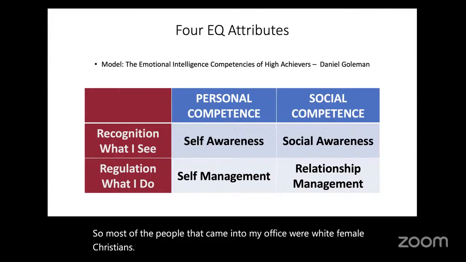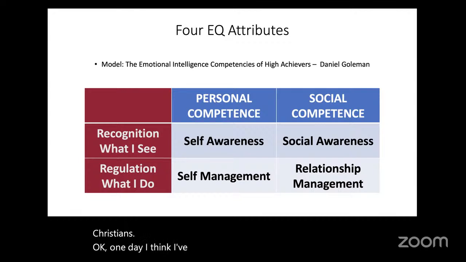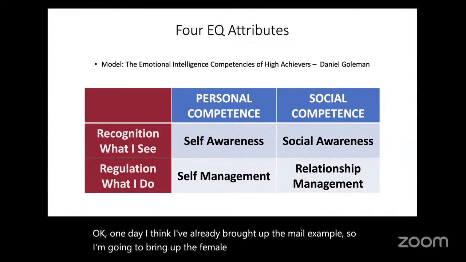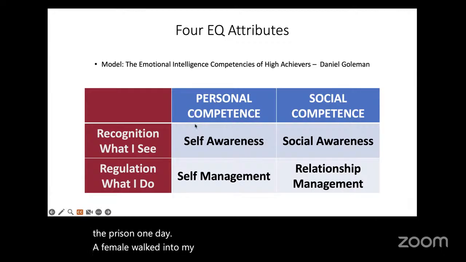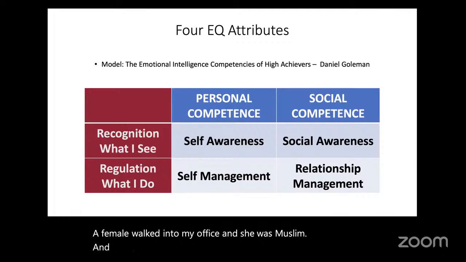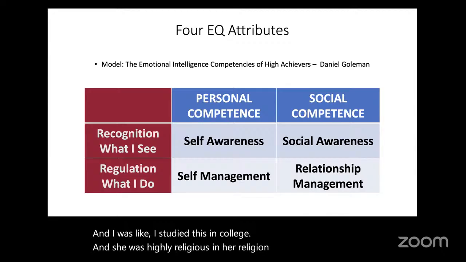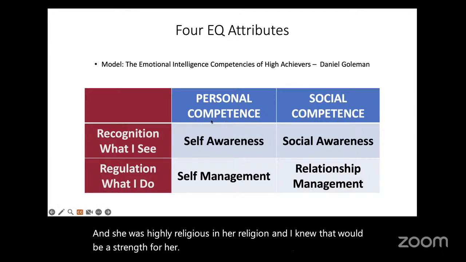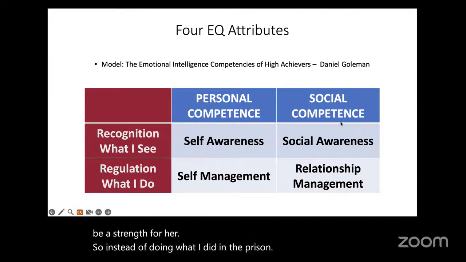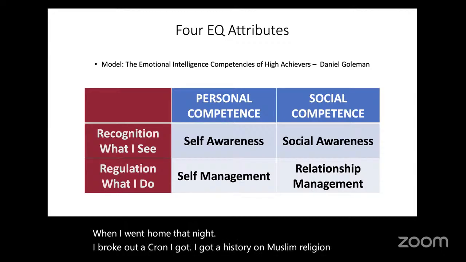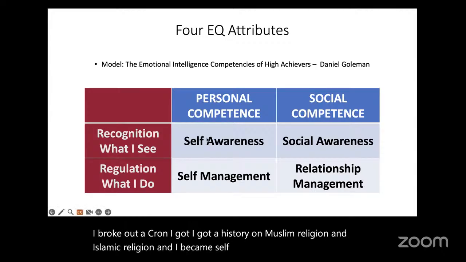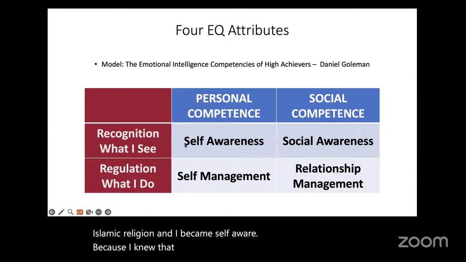One day, I think I've already brought up the male example, so I'm going to bring up the female example. After my experience in the prison, one day, a female walked into my office and she was Muslim. I studied this in college, and she was highly religious in her religion. And I knew that would be a strength for her. So instead of doing what I did in the prison, when I went home that night, I broke out a Quran. I got a history on the Muslim and Islamic religion, and I became self-aware because I knew that person's strength was in her religious belief.